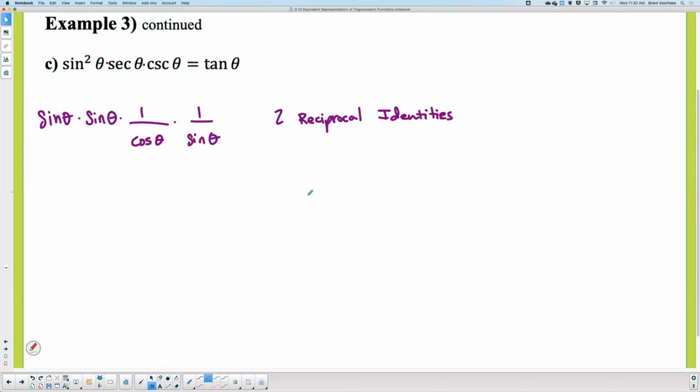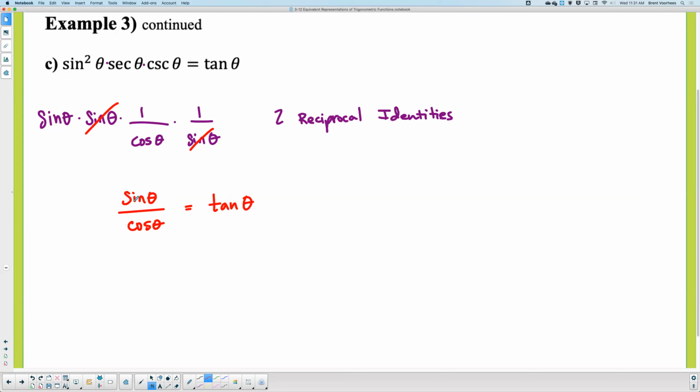Now, what do you think we can do from there? You can cancel that. One sine with one sine. You multiply sine times 1, which is sine divided by... You do reciprocal identity. Close. You got the right algebra, the wrong name. So the name's not based off of the tangent. It's based off of this.